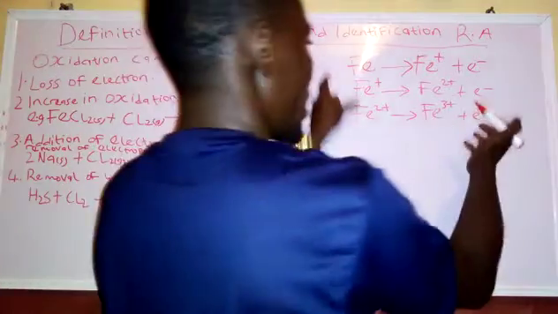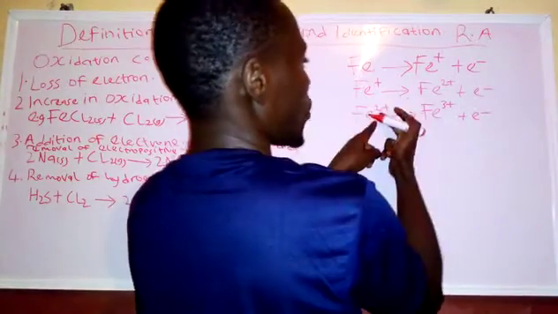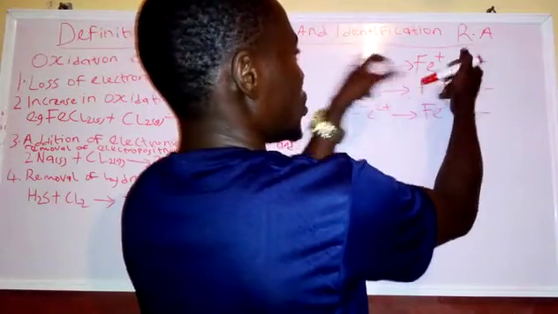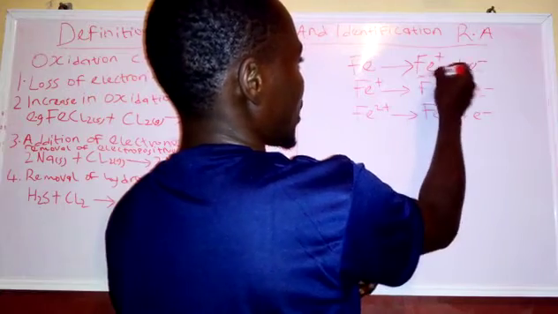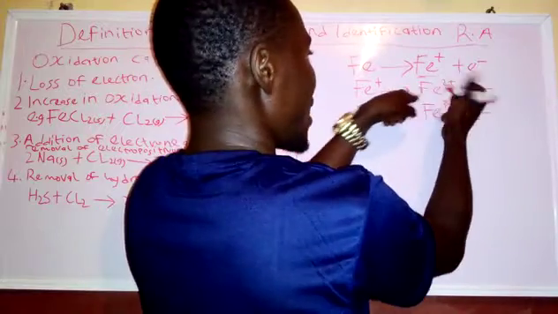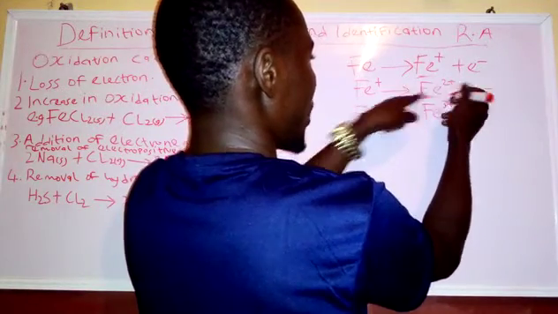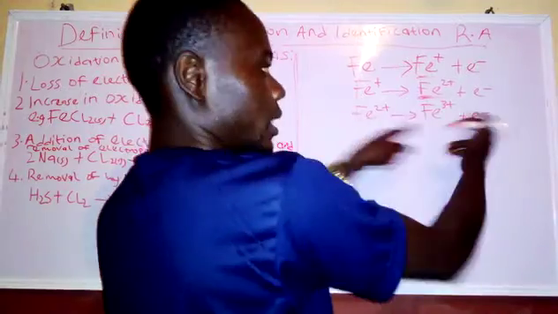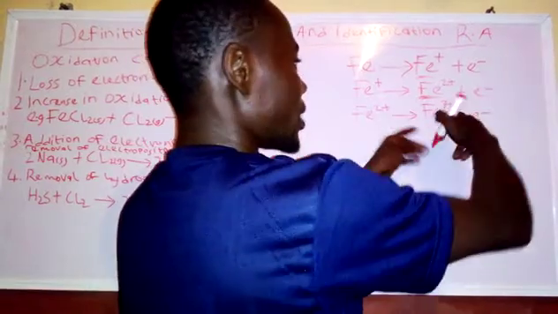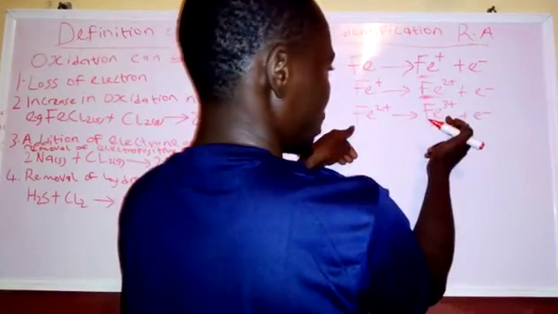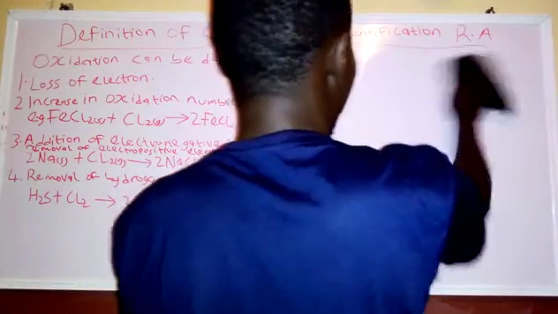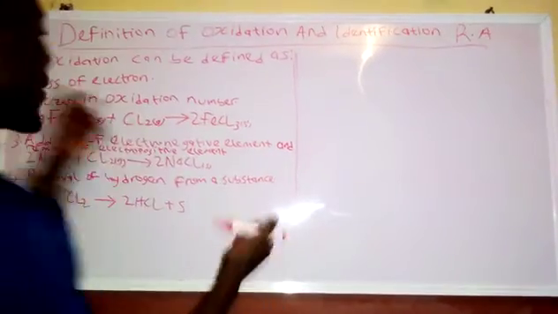So what actually happens now? Minus 1 plus 3 gives you plus 2. What actually happens is that iron lost an electron here to become the iron(I) ion. The iron(I) ion also lost an electron to become the iron(II) ion. The same thing, the iron(II) ion lost an electron. This is the reaction that takes place. It loses an electron here to become the iron(III) ion. Are you getting it? So oxidation is loss of electron. That's the first example.